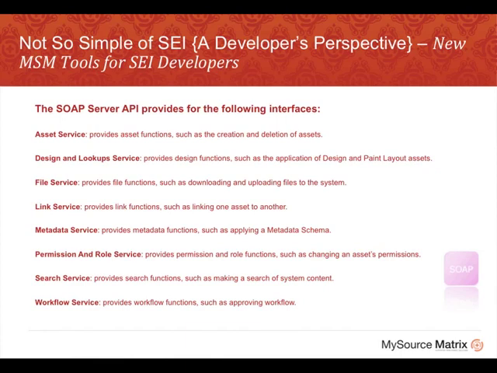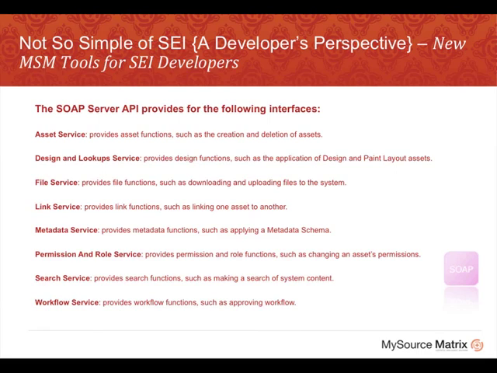Some of the interfaces that are available through the SOAP API are the asset service, essentially all of the asset functions that you could possibly need. Design and lookup service, so the application and removal of designs and the querying of assets to see what designs and paint layouts they have applied to them. The file service, the ability to pull and push files into Matrix.